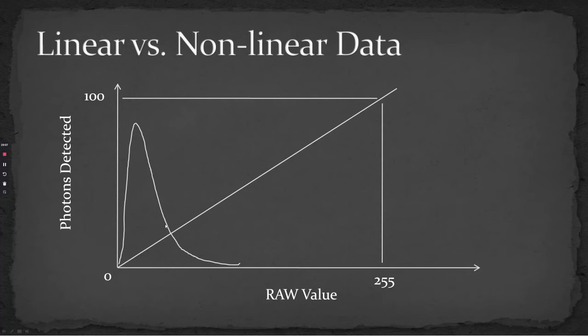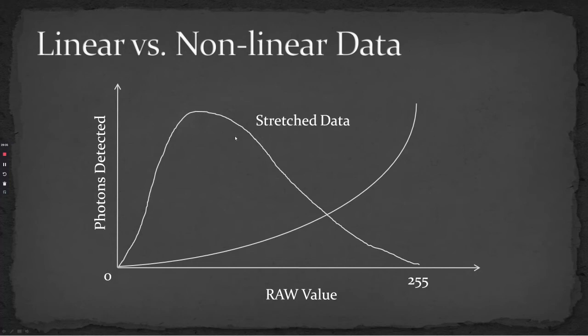What we want to do is stretch this histogram out, hence stretched data, so that we can see more of the bright values. And that's done by applying a curve. So instead of translating from photons to raw value in a linear fashion, we apply a curve. And along that curve, that basically stretches the histogram out. So these low values are represented in higher values in the readout. That's basically what's happening with stretch data versus linear data, that we're literally stretching the information out in a nonlinear fashion so that we give more variability to these low numbers.